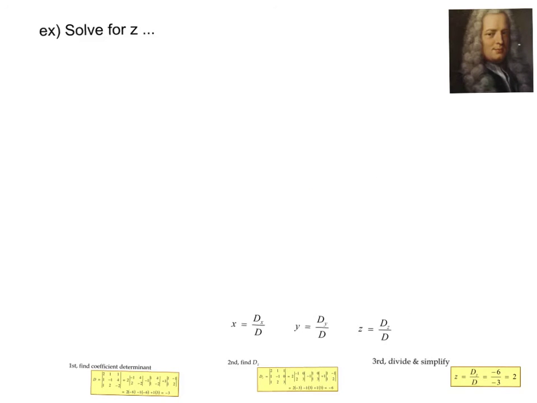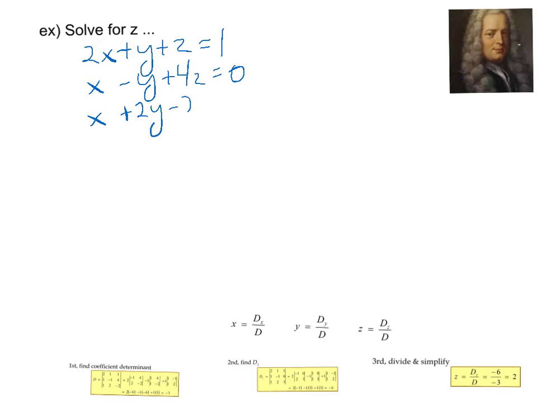All right, let's do another example. We're not always going to be asked to find x, y, and z. Maybe we're just asked to find one letter. Let's find z in this example. So we have this system of equations: 2x plus y plus z equals 1, x minus y plus 4z equals 0, and x plus 2y minus 2z equals 3. Let me make those look like z's. Okay, there's our system.